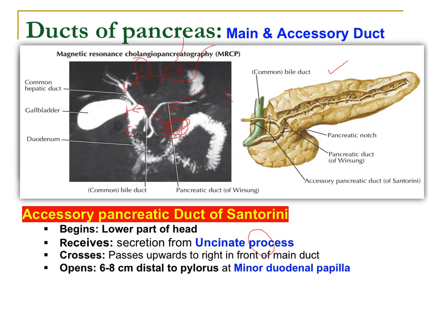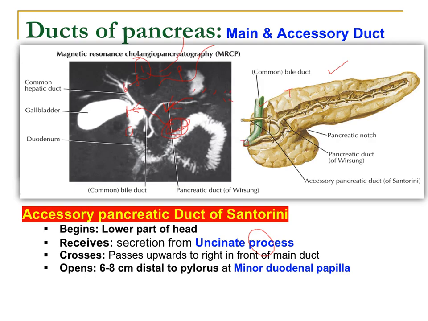Now, if you see right here in this photograph, you can see the major main pancreatic duct. So you can identify the main pancreatic duct in this specimen. And in this photograph, this one is the common bile duct, and this one is the pancreatic duct of Wirsung.